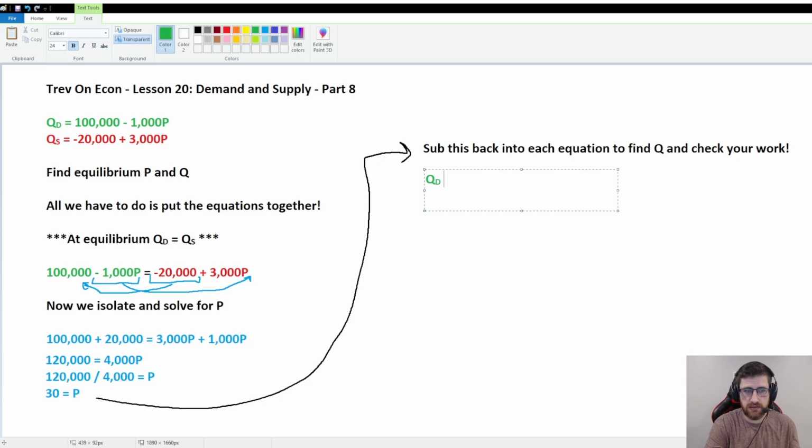So QD equals 100,000 minus 1,000 times 30. All right. So that's going to be equal to 100,000 minus 30,000, which is 70,000. Okay. And we'd say, oh, I'm done. That's the answer. Price is 30, quantity is 70,000. Cool. If you're not that comfortable, I would quickly just plug in the other one as well, and you'll see why.